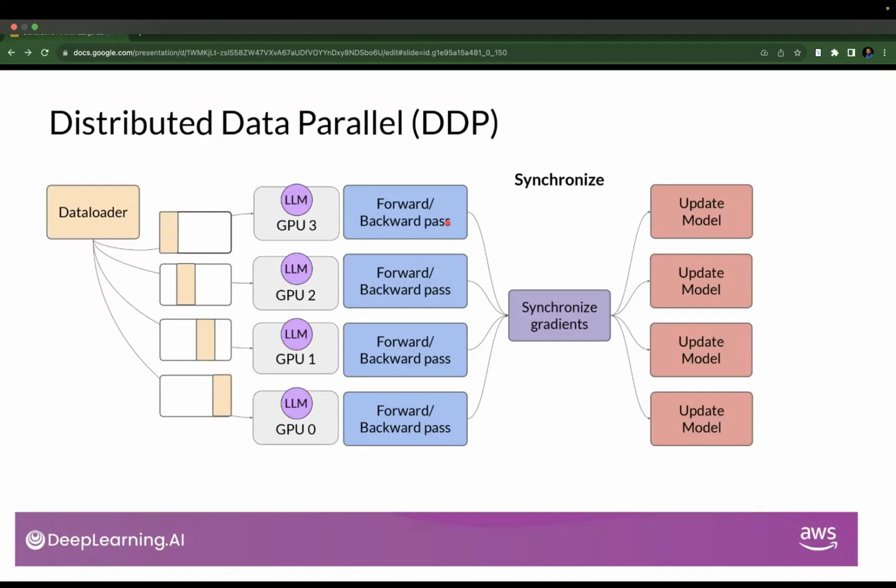This approach will reduce the amount of data on which the neural network is trained on each GPU, but the whole LLM will reside on each GPU. So it can lead to faster training if the LLM can fit on the GPU. But if the LLM cannot fit on one GPU, this approach cannot work.